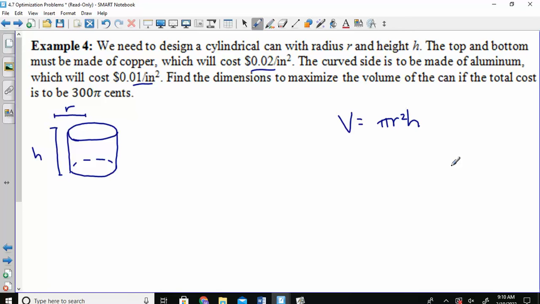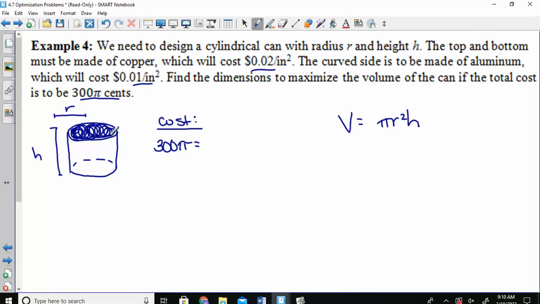We want to maximize this, so that's what we need to do the derivative of, but we can't until we get rid of one of the variables. So we have to go back and look at what other information we have. And I give you information about the cost. Okay, my total cost is 300 pi. We have to pay for the top and bottom 2 cents per square inch. So square inch, that tells me we're talking about surface area.